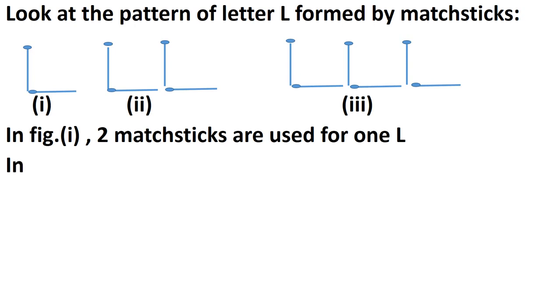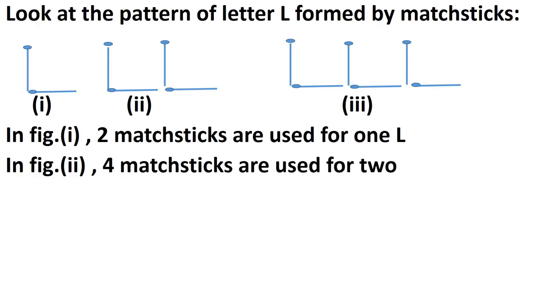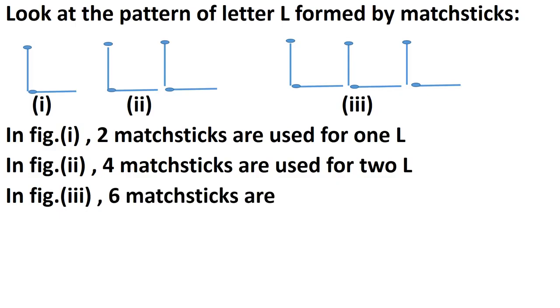2. Now see figure 2. In figure 2, 4 matchsticks are used for 2 L. That is also clear. See the third one now. In figure 3, 6 matchsticks are used for 3 L. Fine. This is called the pattern. In first figure we have made 1 L. In second we have made 2 L. In third figure we have made 3 L. And if we make the fourth one, then we will make 4 L.